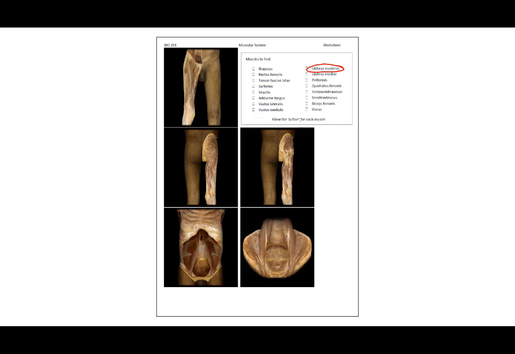Gluteus maximus, obviously, is the big muscle. Most people are already familiar with that, across the buttocks. Gluteus medius is just under that. You can see piriformis right here. It's a smaller muscle. It helps to rotate the hip laterally. Quadratus femoris is down here.